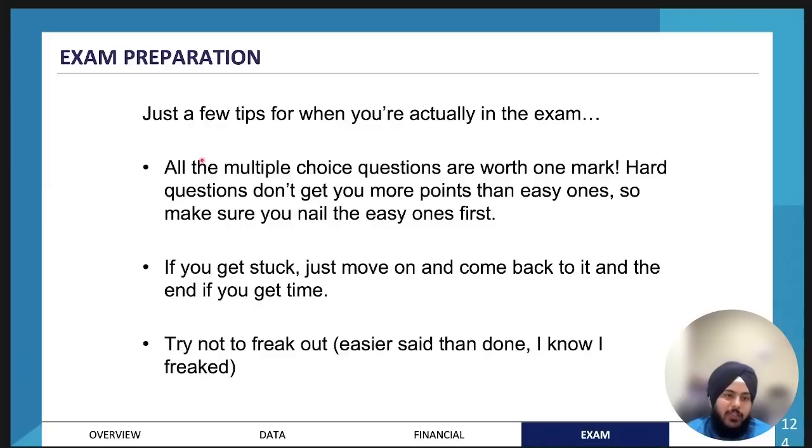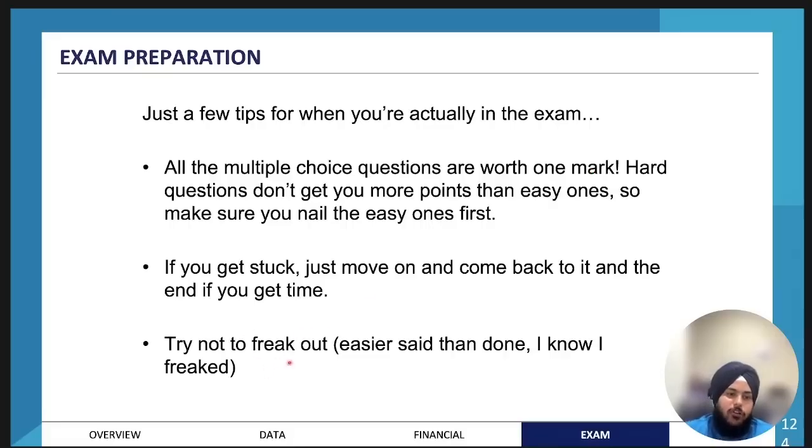And in terms of the actual exam, do the multiple choice questions. All the multiple choice questions are worth 1 mark, but not all questions are as easy as each other. The trend that I've noticed is that as the questions progress in each of the sections, they get harder and harder and harder. For example, question 1 of data will be super easy, and then question 15 or 16 of data is going to be much more difficult. Same goes for the financial and the matrices sections. Question 1 of matrices will be relatively easy and question 8 will be relatively harder.